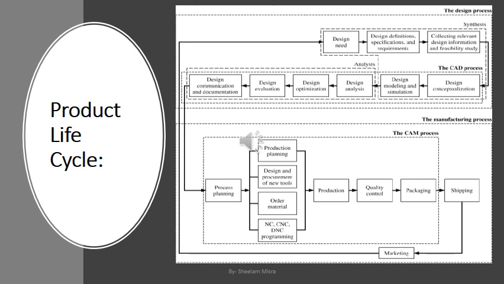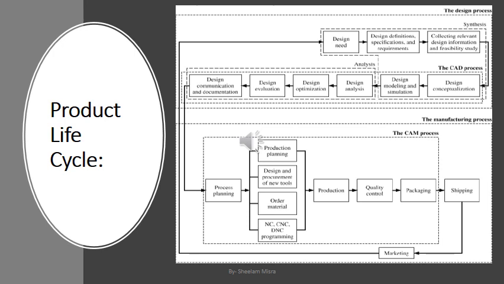The product life cycle is explained by this figure. The design process involved in this figure are: we need to understand the design need, what customer required. Then go to the design definition, specification and requirement. Now go to collecting relevant design information, its feasibility study. Then go to the CAD process, design conceptualization, modeling and simulation, then analysis, optimization, evaluation and documentation.